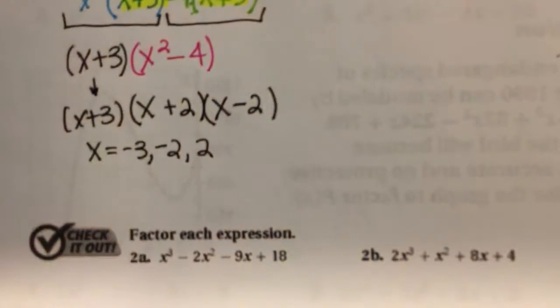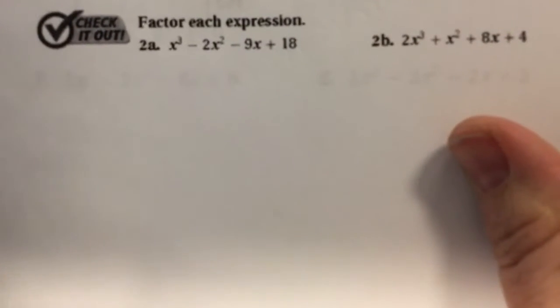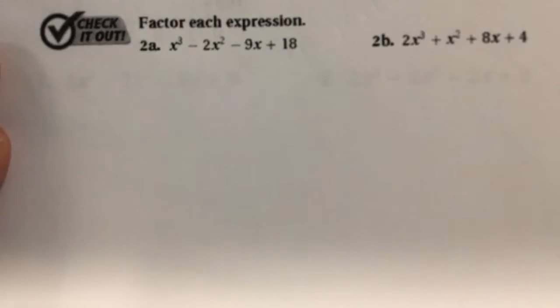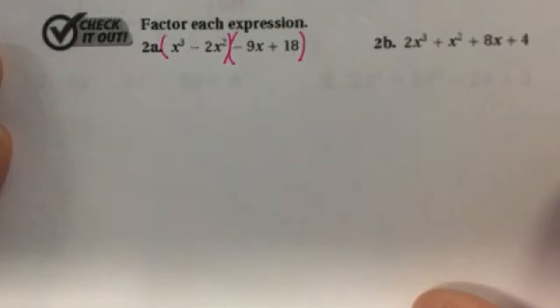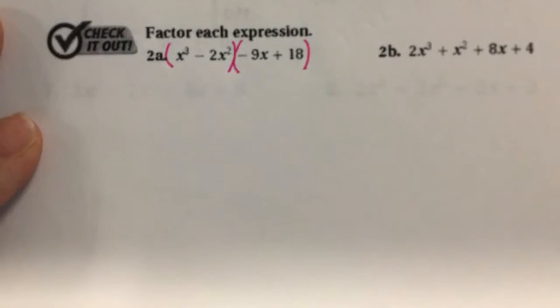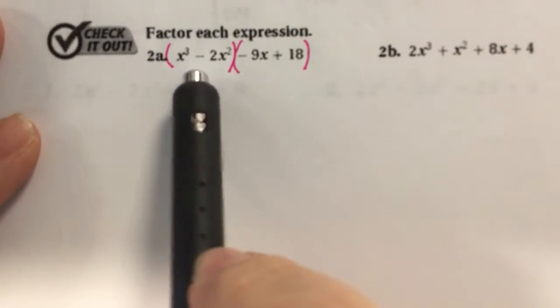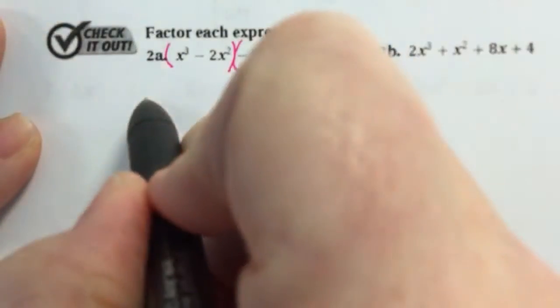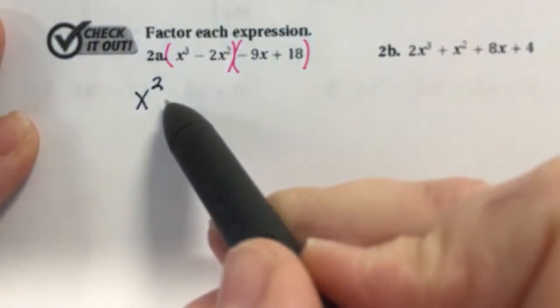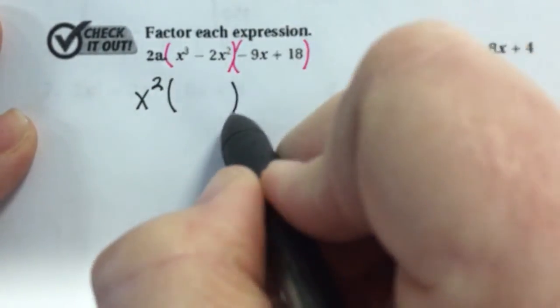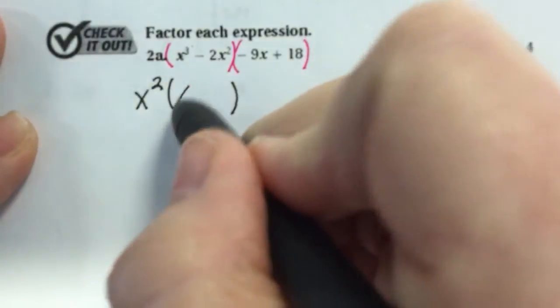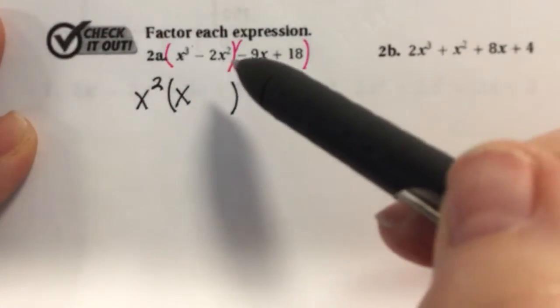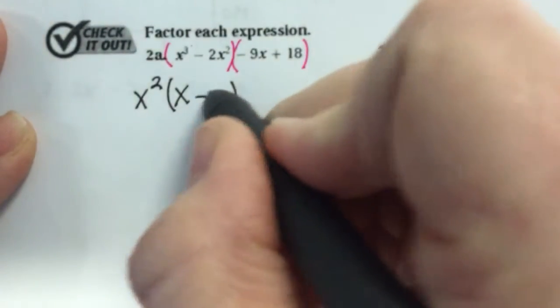Okay, let's do another example. Let's move down here. Most of the time, grouping the first 2 and the second 2 will almost always work. Sometimes not, but most of the time it will. When I look at this first one, I notice what's common in both terms, x squared. So I'm going to pull out what's common and put the leftovers back in parentheses. So x cubed divided by x squared leaves me 1x. Negative 2x squared divided by x squared leaves me negative 2.